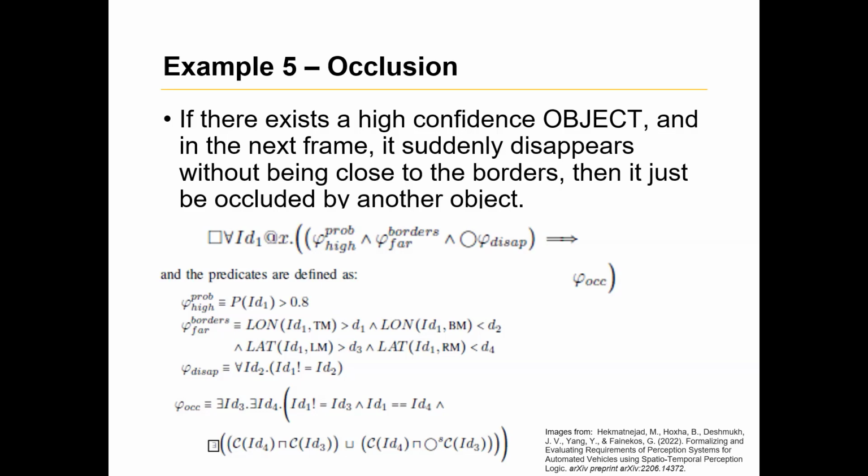Now, how did they define occluded? They say that there's an object which disappears and an object which makes it disappear. So they give ID3 to the one that disappears, ID4 to the one that makes it disappear, and then you have this entire requirement which says that, hey, it's covered. And these are the main 5 examples that I wanted to give in order to motivate how STPL works.